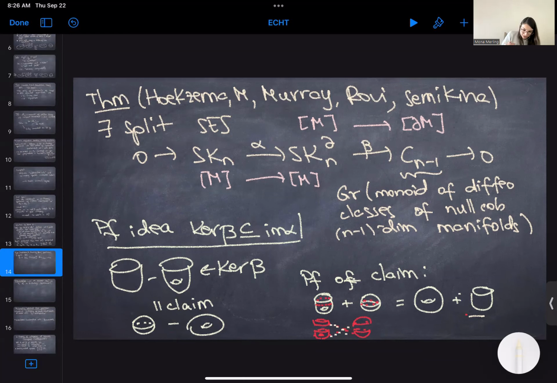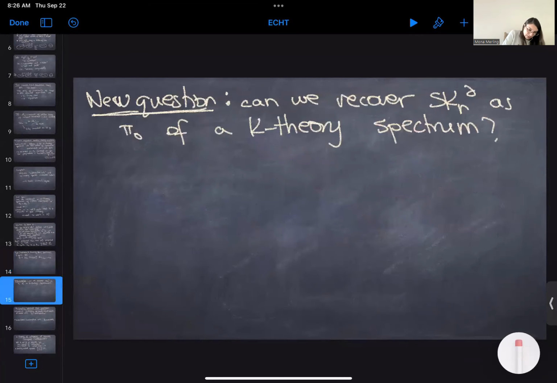And so this tells us that this SK n boundary is a good candidate for a group that now takes into account manifolds with boundary, and it's related to the classical SK n via this exact sequence. So the new question now is, can we recover SK n boundary as a pi naught of a K-theory spectrum?